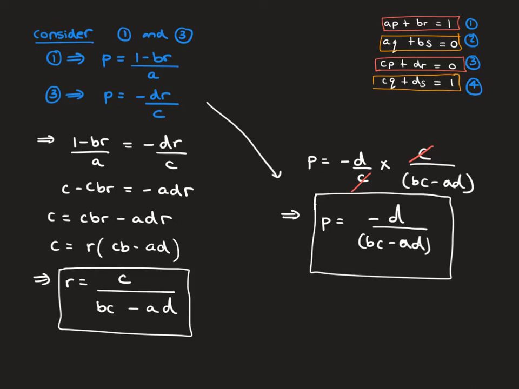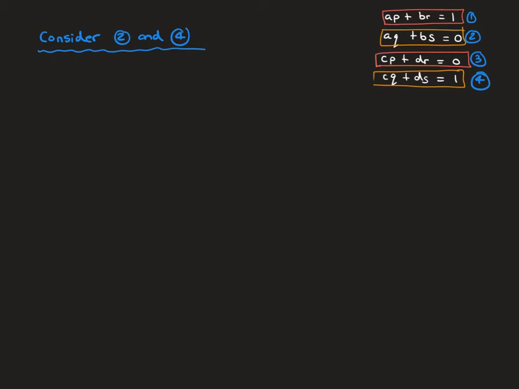Let's do the same for Q and S. I'm now going to do something similar, this time considering equations 2 and 4. So what do they tell me? Equation 2 tells me that Q is equal to negative BS over A, and 4 tells me that Q is equal to 1 minus DS over C. I could have rearranged for S as well, I've just chosen to do it this way.